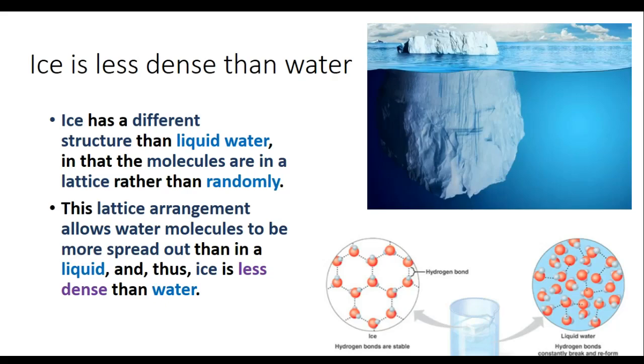So it's this arrangement and the fact that the molecules are able to be more spread out that means ice is less dense than water, and that is then why ice floats on water. As you can see in the top right picture, there is a huge iceberg and it is floating in the water. Most of the iceberg is underneath the water, but there is still some iceberg on top of the water. It is floating up at the surface of the water.